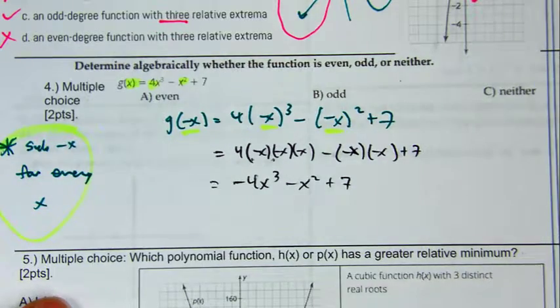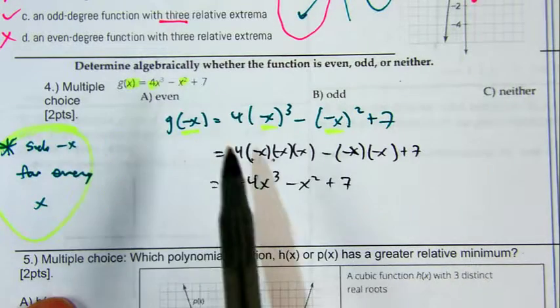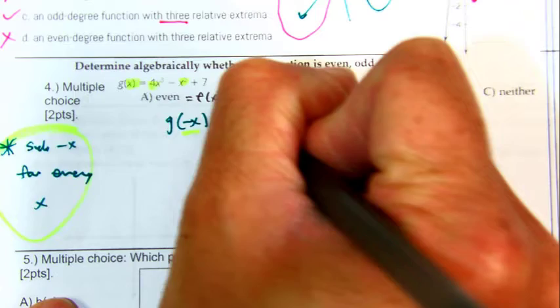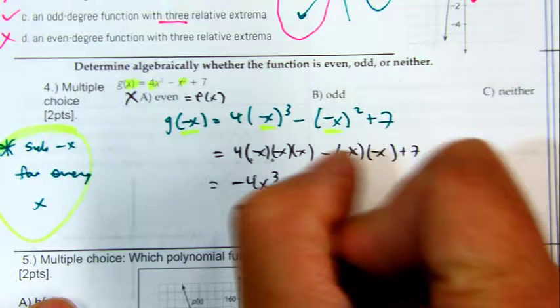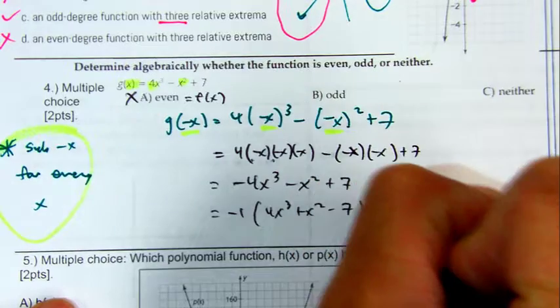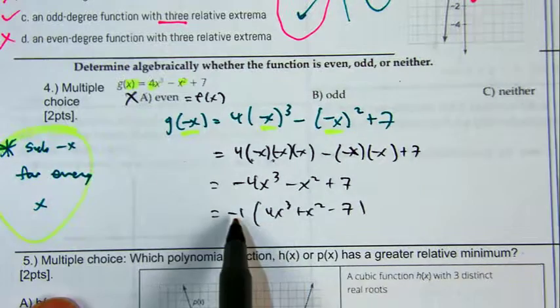I'm looking at the problem. I'm trying to see if it looks like the original. It's not the original, so it's not even. If I factor out a negative 1, remember, factoring out greatest common factors is the opposite of distributing.